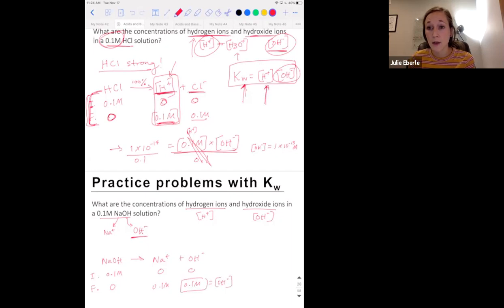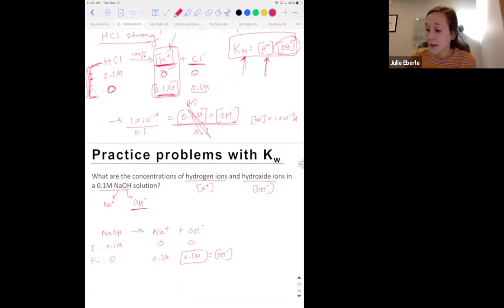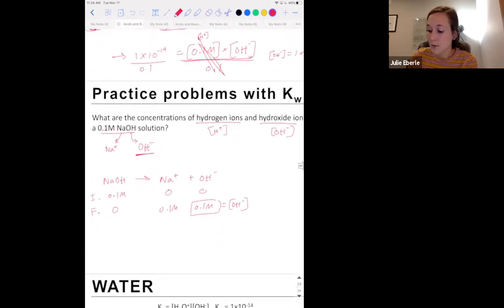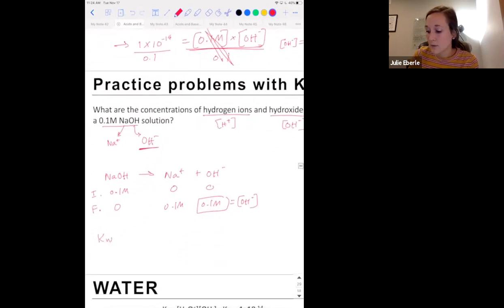So now we're just going to answer the other part. What is the concentration of H plus? Well, if we know the concentration of one, we can always find the concentration of the other using Kw. And we'll just plug in our value for Kw. This time we'll plug in the value for OH minus. So remember, Kw equals the concentration of H plus, or H3O plus, same thing, times OH minus. So we'll just plug the number in.